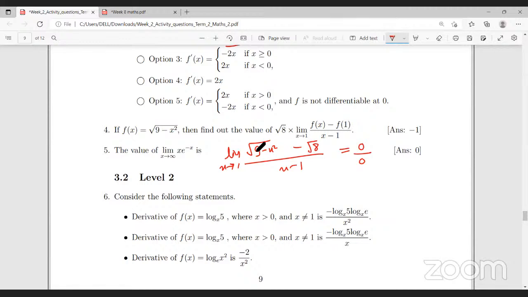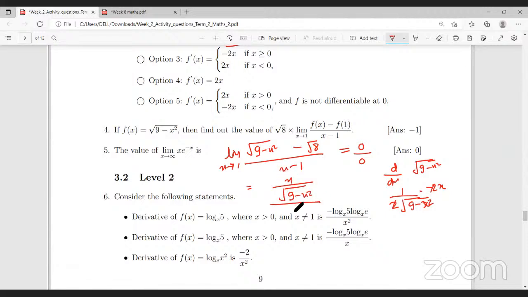So I can simply differentiate the numerator and denominator. What is the differentiation of this numerator? 1 by 2 root 9 minus x square, and x square is also there, so 2x, with the minus sign; differentiation of the constant root 8 is 0, right? So minus 2x, and the 2 will cancel. So I can write it as minus x upon under root of 9 minus x square. This is the differentiation of the numerator, right? Now the denominator will be 1 only.